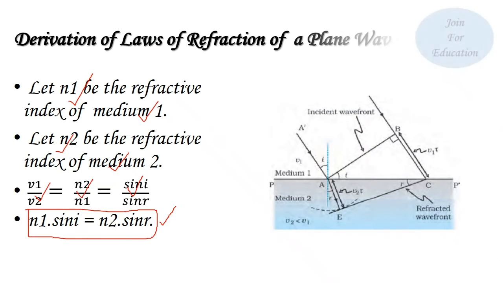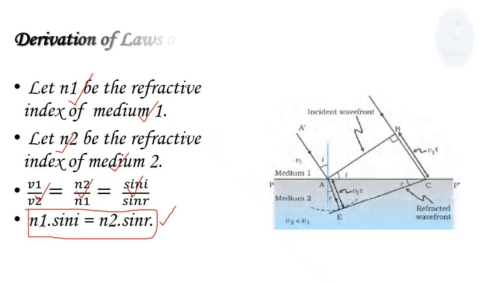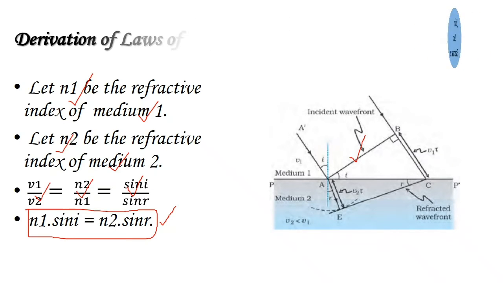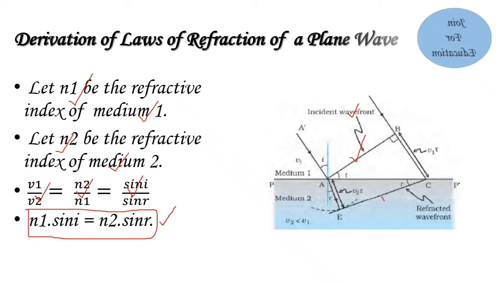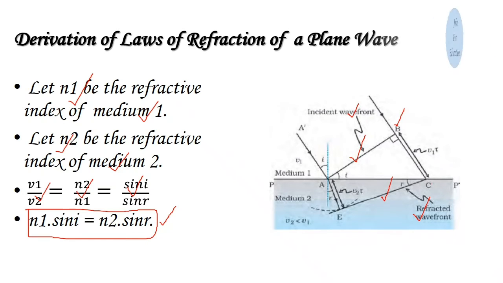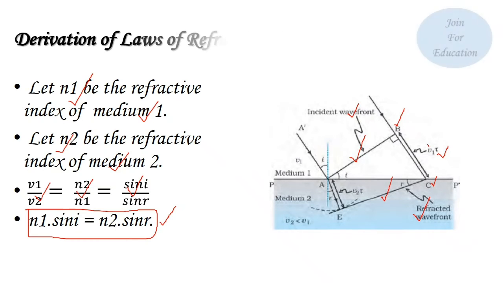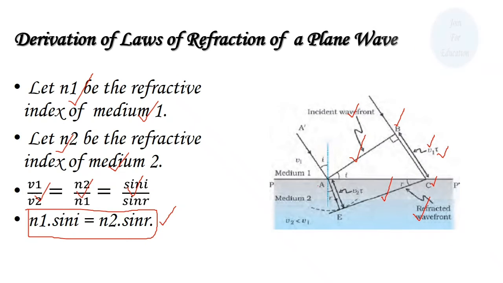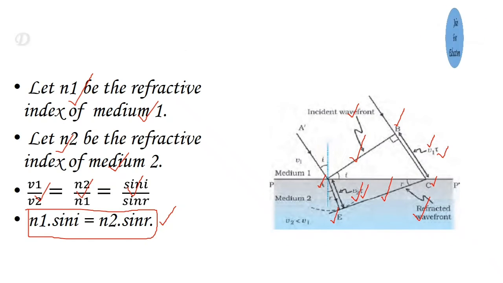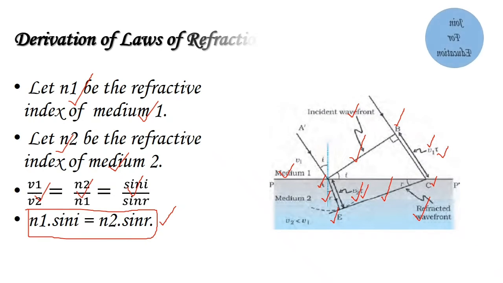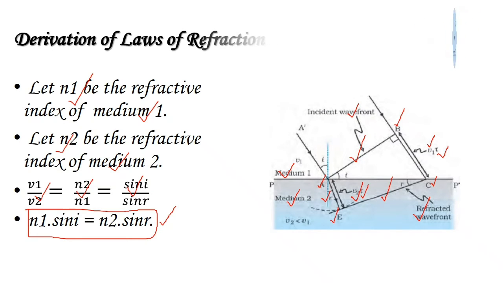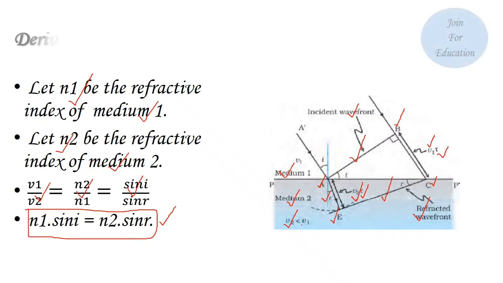Once again I recap. AB is the incident wavefront, CE is the refracted wavefront. Light waves move from B to C in time t with the velocity v1. Similarly, light waves move from A to E in time t with the velocity v2 in medium 2. The refractive index of medium 1 is N1 and of medium 2 is N2. Velocity of light in medium 2 is less than in medium 1. So after the proper calculation, we prove Snell's law or the second law of refraction of light.